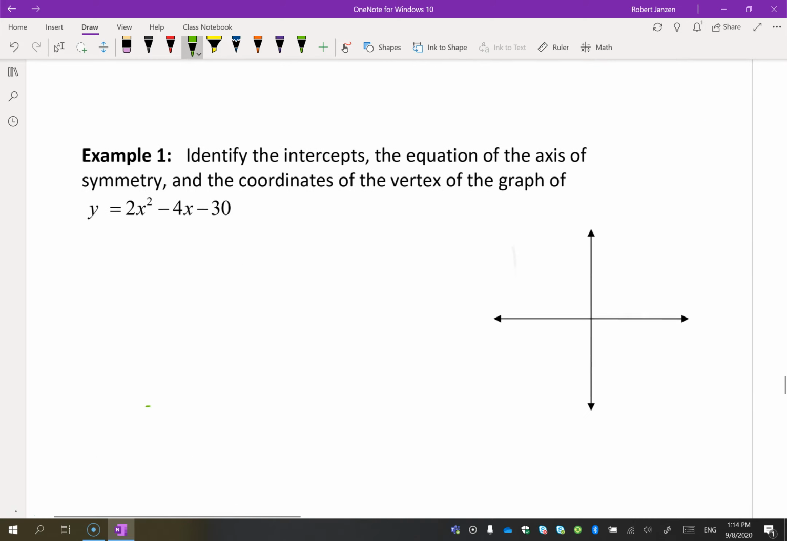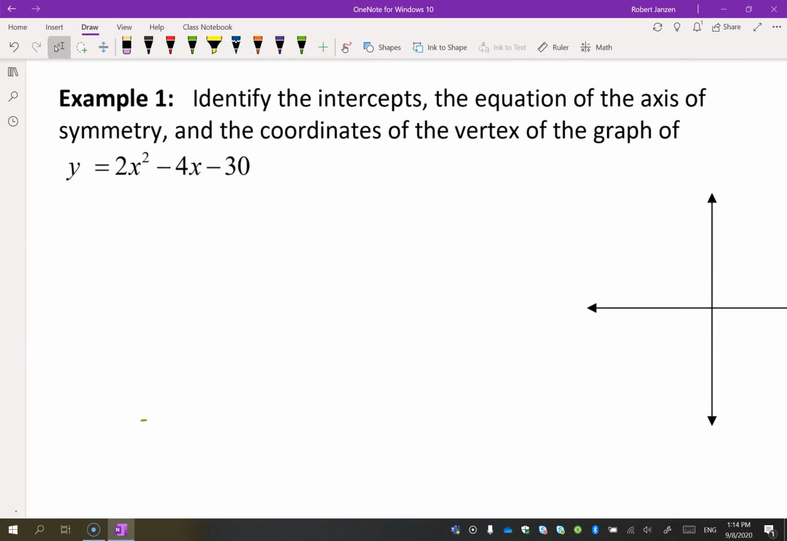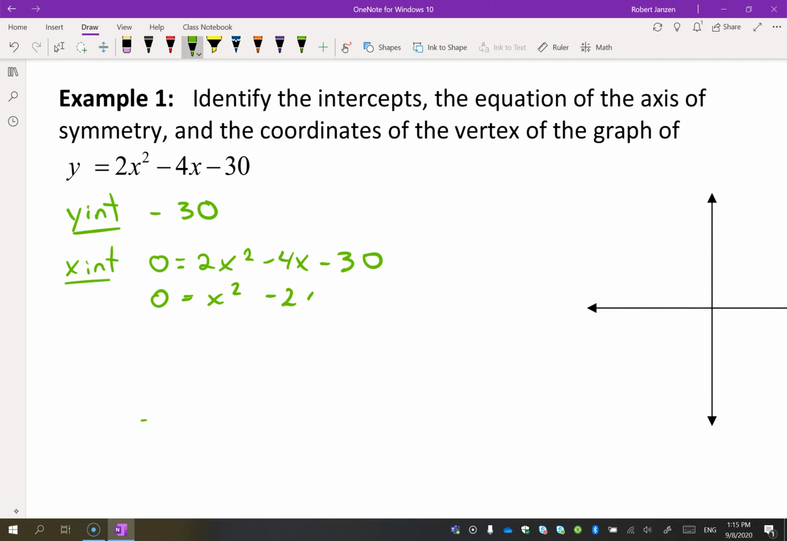So let's try one of these. It says we're supposed to identify the intercepts, the equation of the axis of symmetry, and the coordinates of the vertex. Well, let's try this. Y-intercept is easy. It's negative 30. X-intercept. We're going to probably have to factor this. So let's do this here. If I divide everything by 2, I get x squared minus 2x minus 15. And this can be factored. X minus 5, x plus 3, and so my x-intercepts are 5 and negative 3.